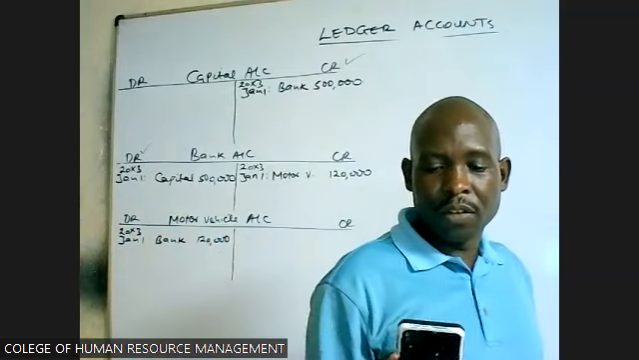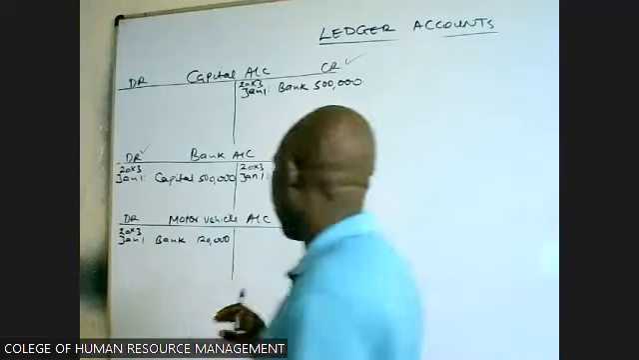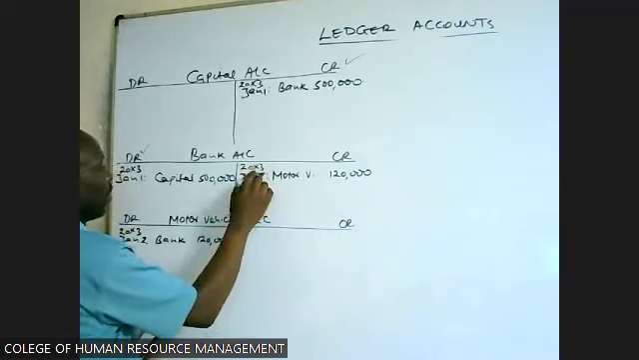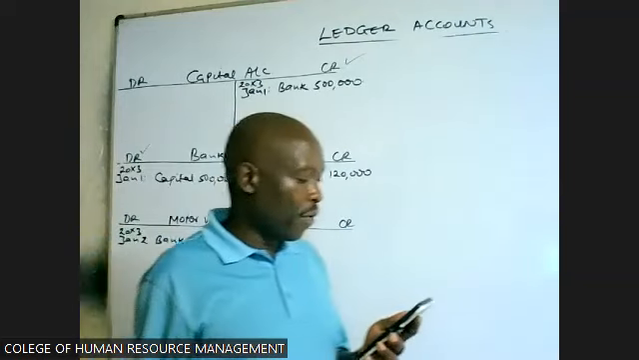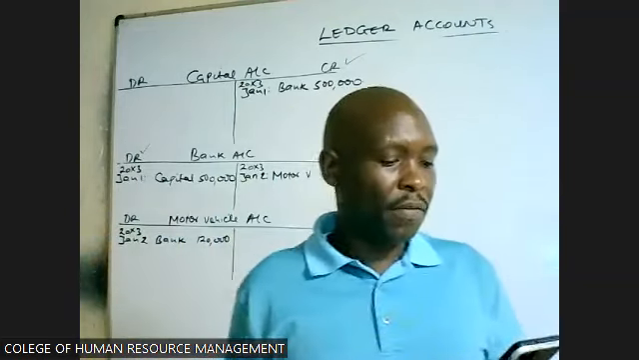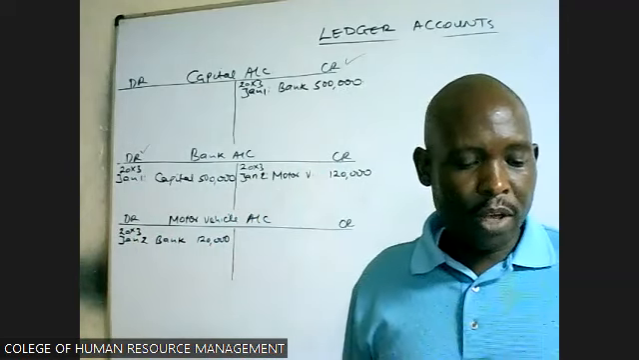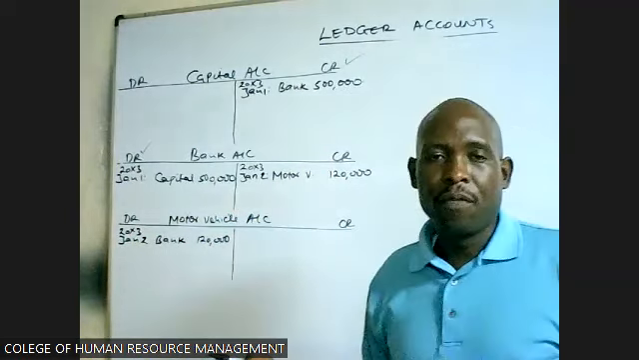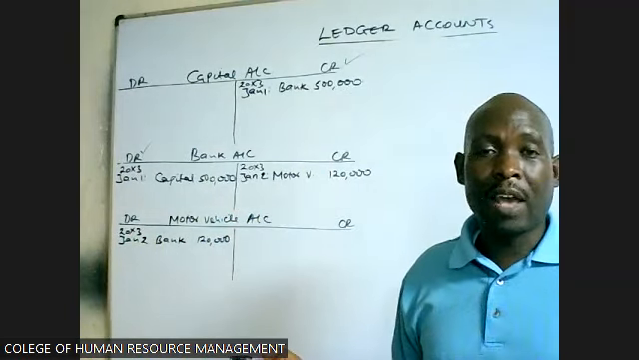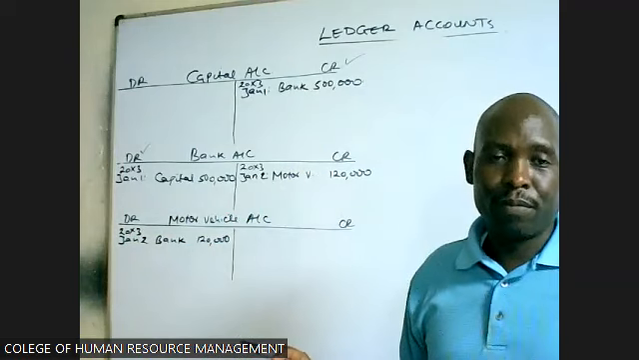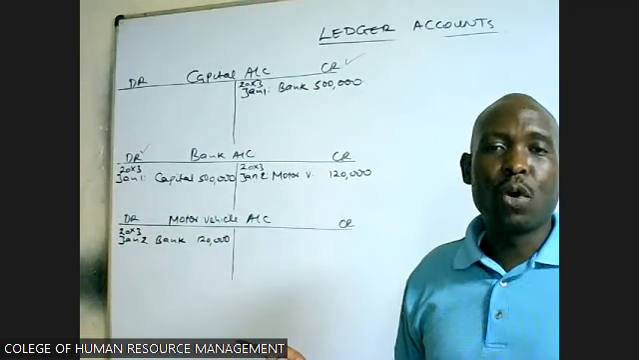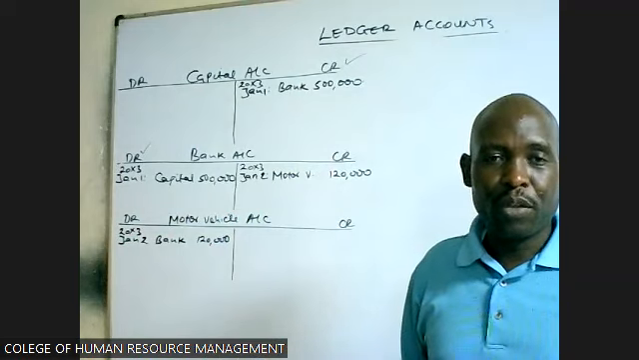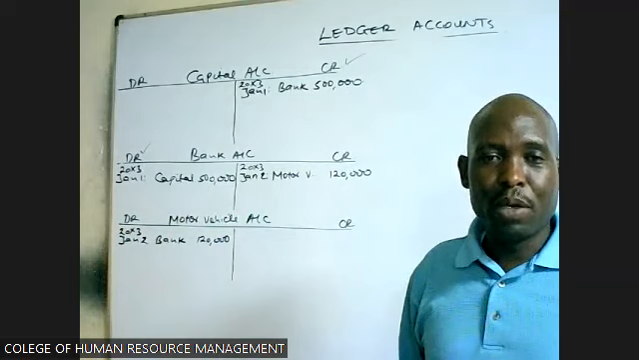The third transaction, this one was on second, not first. On fifth, purchase fixtures and fittings, 40,000 on credit from ABC Limited. Fixtures and fittings are also fixed assets. When you buy them, you debit what you have bought. Then you credit how you bought them. Debit what you have bought.